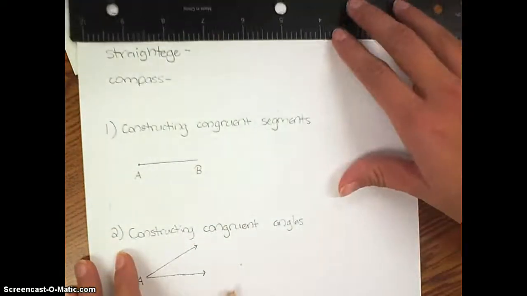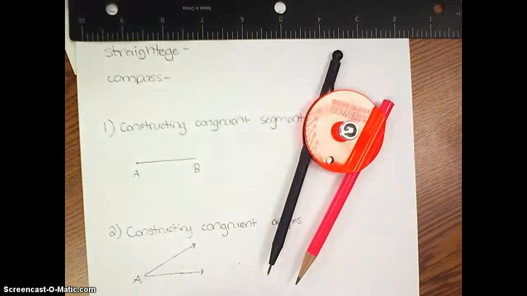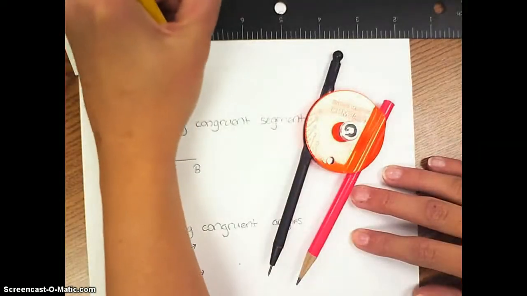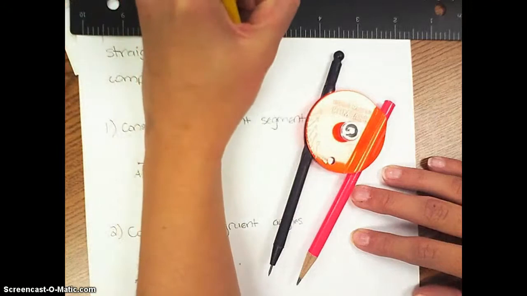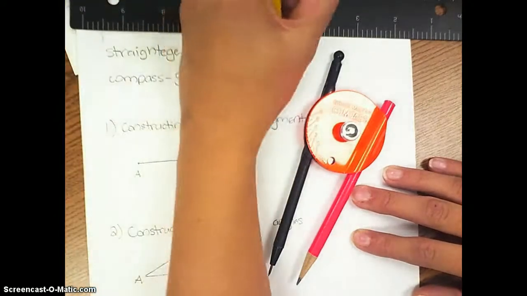And then you'll also need a compass. This is a compass. I don't mean like a northeast, southwest compass. I mean this guy. This is a geometric tool used to construct circles.